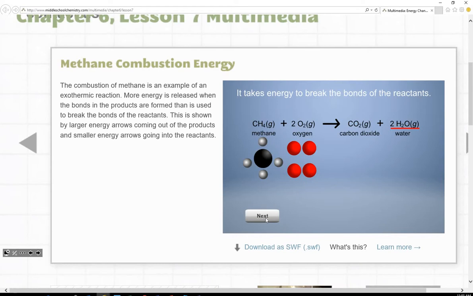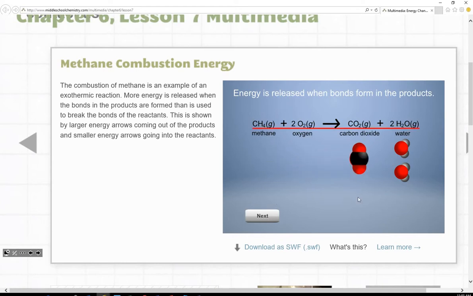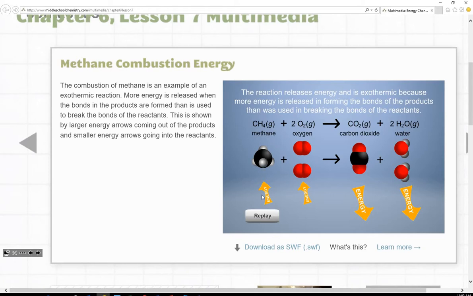separate. Next, they recombine to form water, where energy is given off, and carbon dioxide where energy is given off. So as molecules form, they give off energy. As they're taken apart, they need energy. So it depends on how much energy overall. So this one took a little bit of energy to get started, but it gave off a lot of energy. When you do a combustion reaction, you know you're getting off energy, right? Because it gives off heat. So let's go on to the next one.